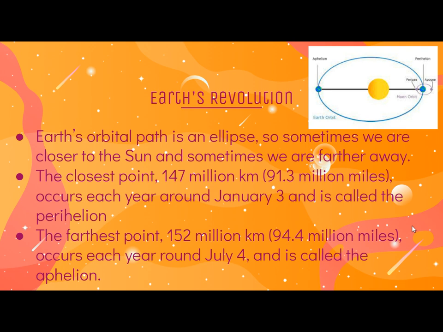Earth's orbital path, how do we go around our sun? It's in an ellipse. It is not a perfect circle. Some people think it is. It is not. So sometimes we're closer to the sun, sometimes we're farther away from the sun. A lot of people think this is why we have seasons. It's not.